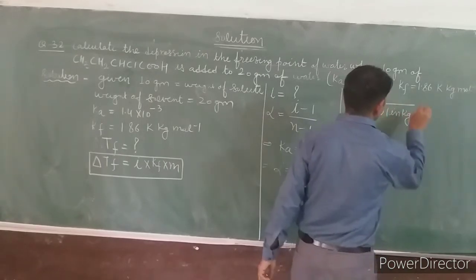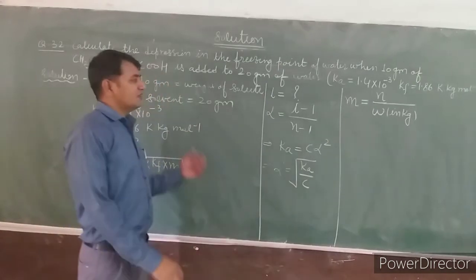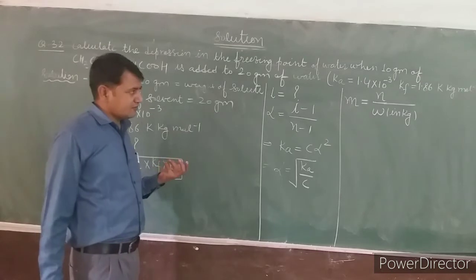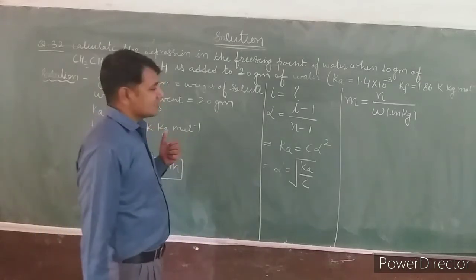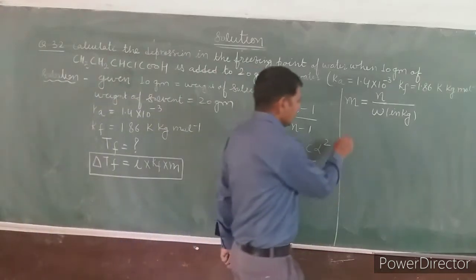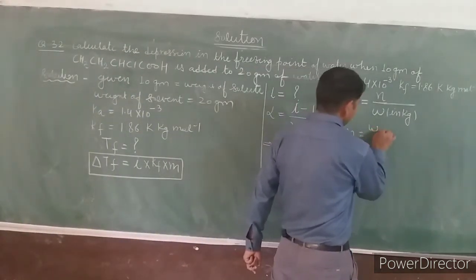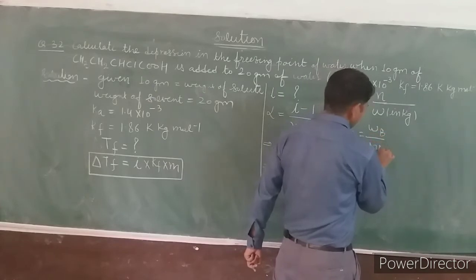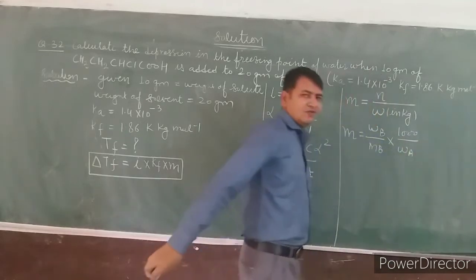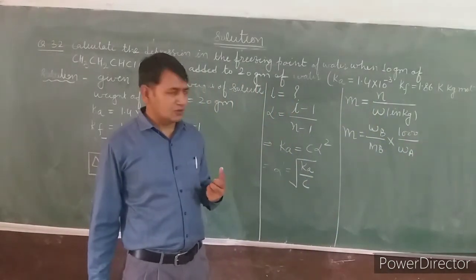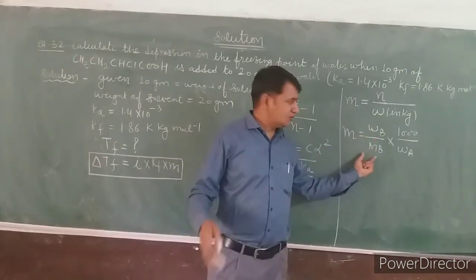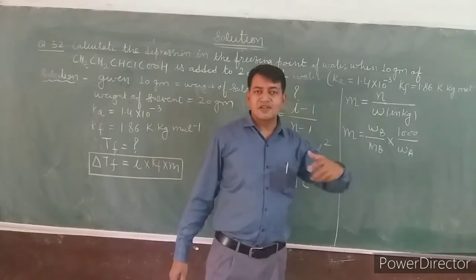But the number of moles of solute has not been given in this question. If the number of moles is not given, the alternative is, if the mass has been given, we can find out the number of moles of solute. So the molality formula will become WB upon MB into 1000 upon WA, which we have discussed in the introductory part of solution. WB, weight of solute; MB, molar mass of solute; WA, weight of solvent.